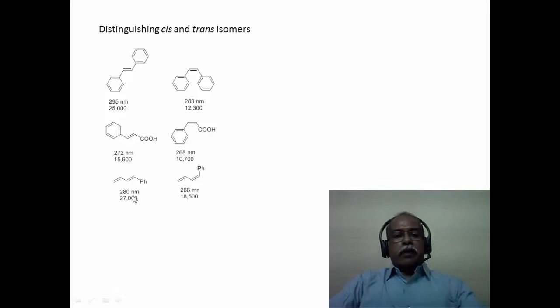This is the phenyl butadiene. In the case of phenyl butadiene, this is a trans isomer and this is a cis isomer. Once again, trans isomer has a longer absorption wavelength with a higher extinction coefficient compared to the cis isomer, which has a lower wavelength absorption and a lower extinction coefficient also.